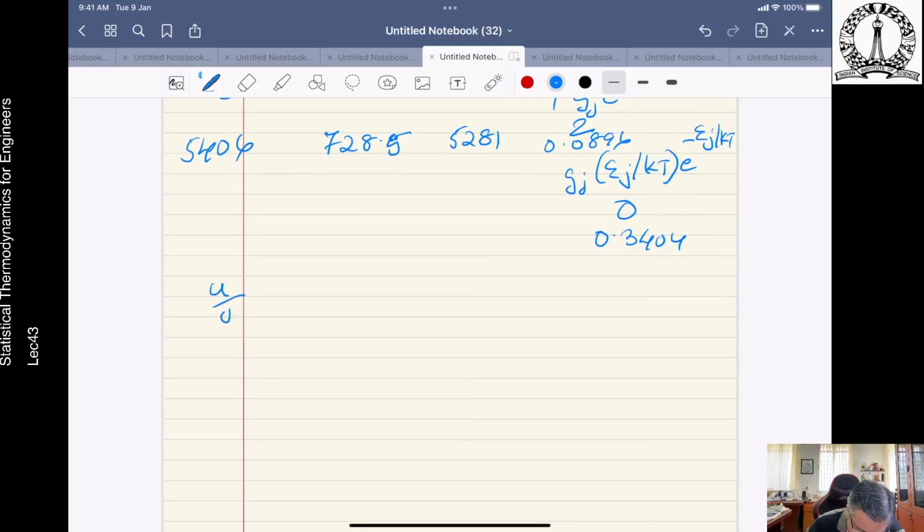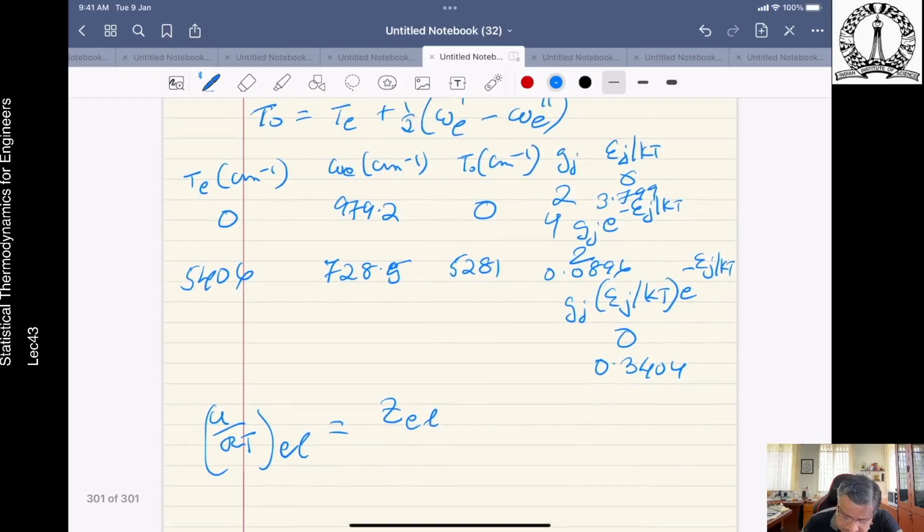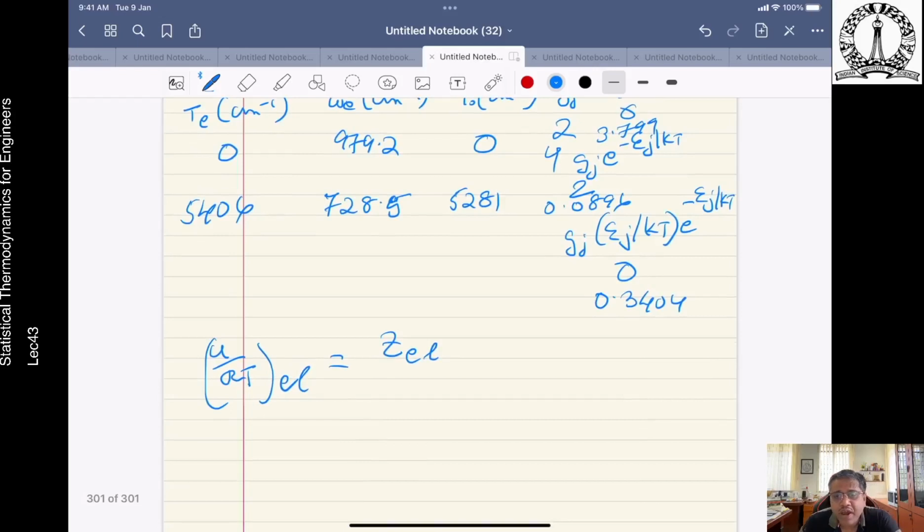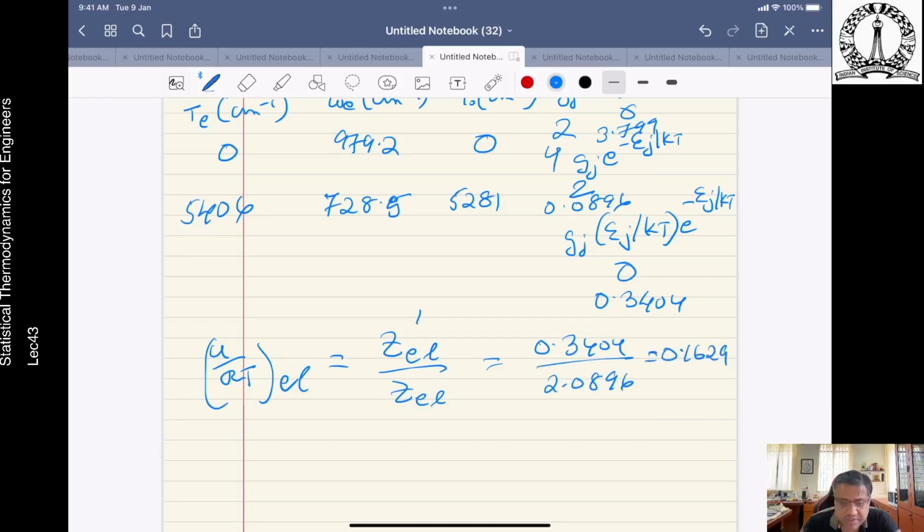So therefore U by RT electronic: the next energy level is too high, so we are neglecting it essentially. It's not activated, or the probability is very low. As you can see, it decreases in an abnormal way as we go higher and higher. So let's look at it. So this is EL. That is 0.3404 divided by 2.0896, which is equal to 0.1629. So this is what we get.